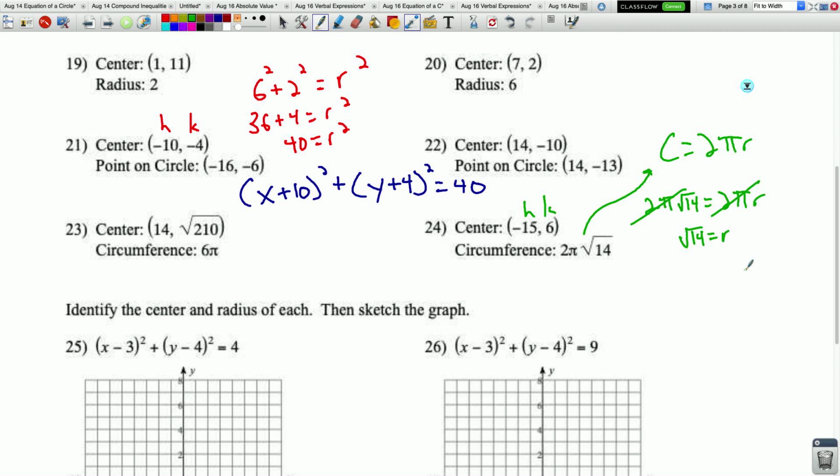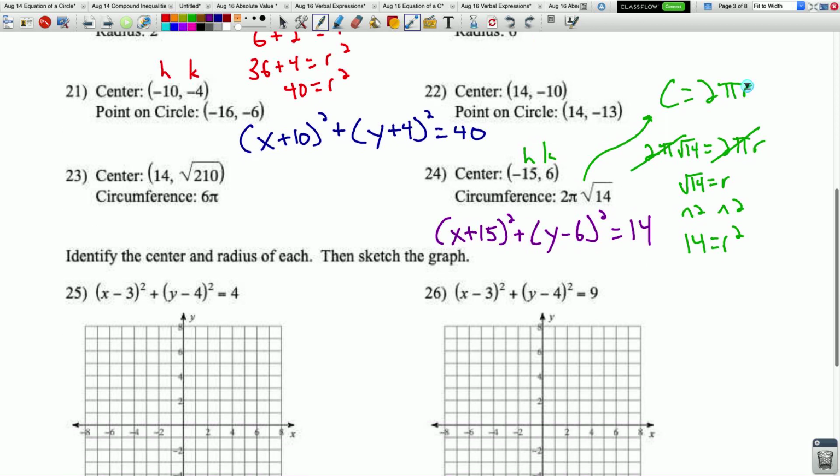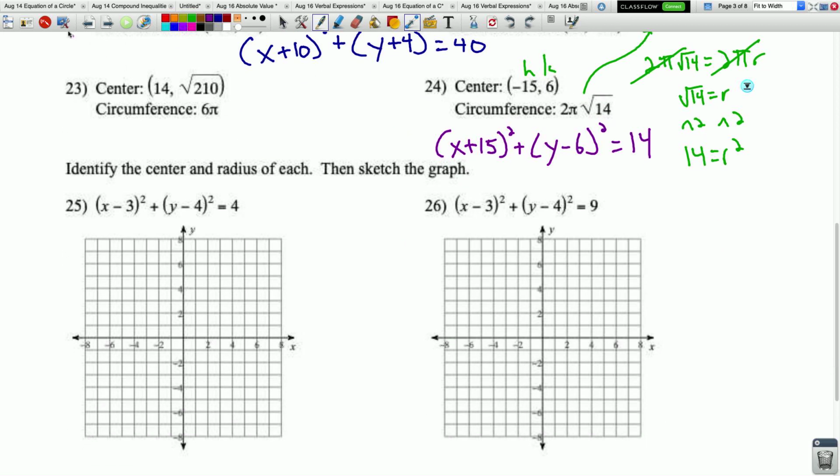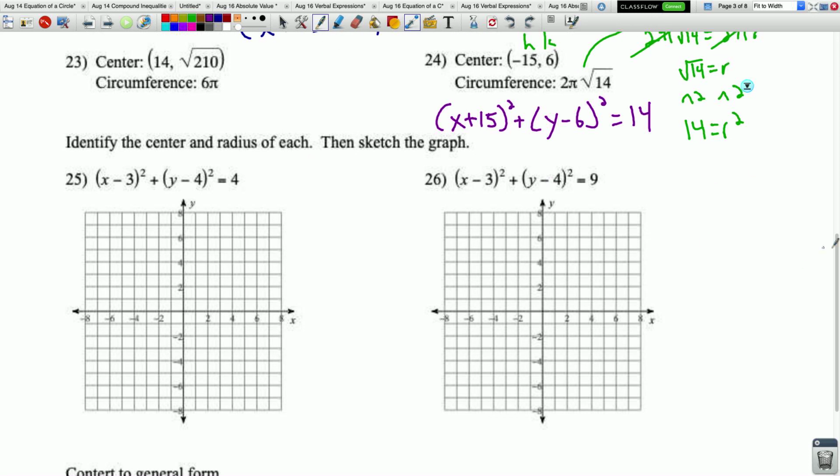But at the end of the formula is r squared, so let's square both sides. The square root of 14 squared is just 14. 14 equals r squared. Plug everything into the equation. X minus -15, this is going to be x plus 15 squared plus y minus 6 squared equals 14. Alright, I think we should be able to do 25 and 26 using that information.